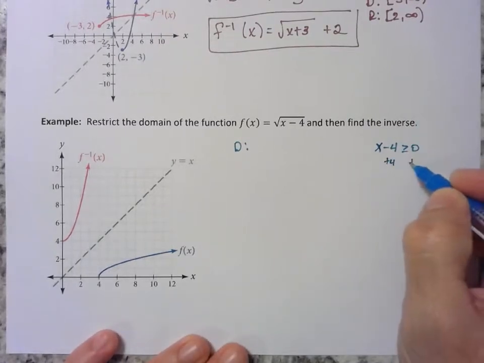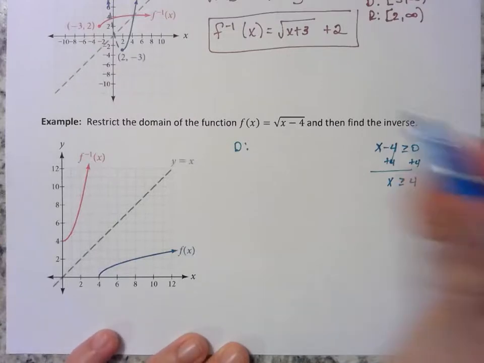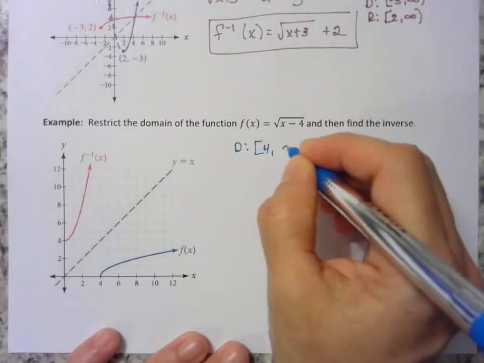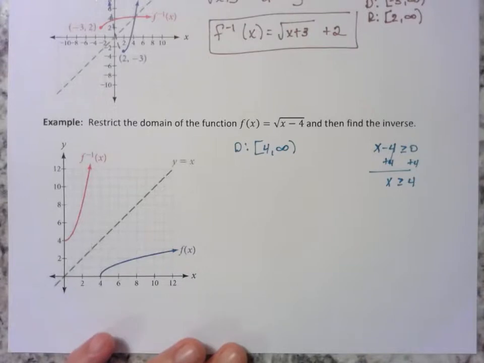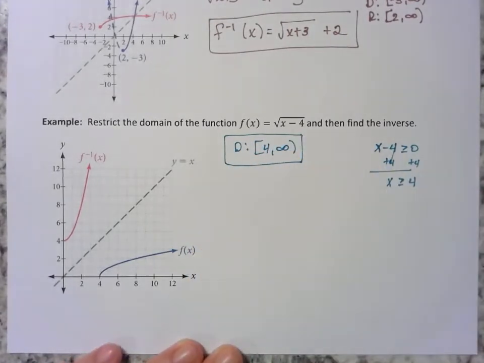So let's add 4 to both sides. We get x must be greater than or equal to 4. This is our domain. It goes from 4 to infinity. Okay, we have restricted the domain to this part.